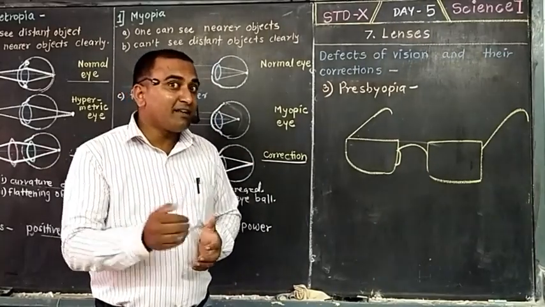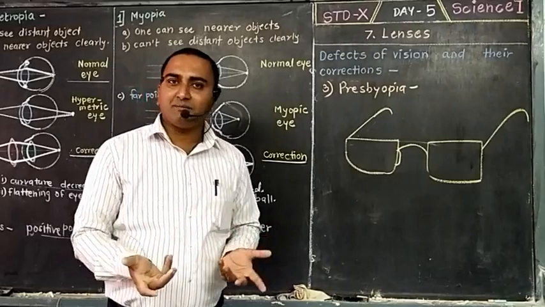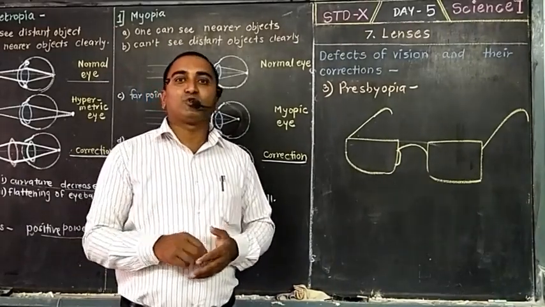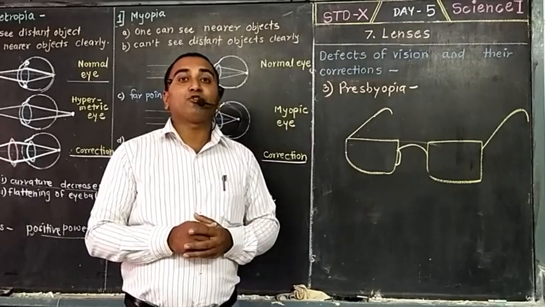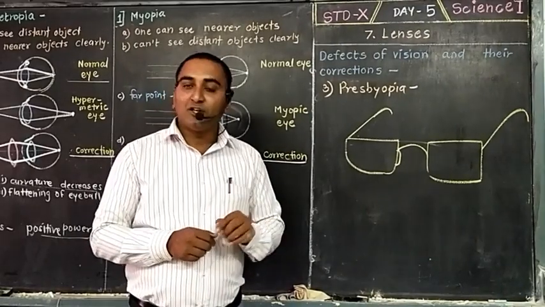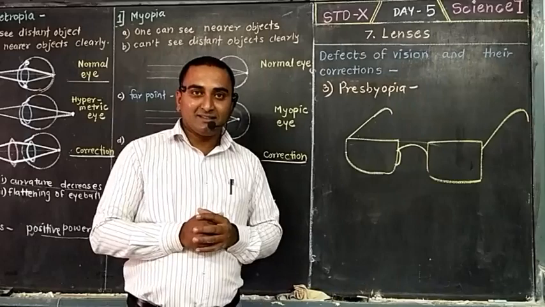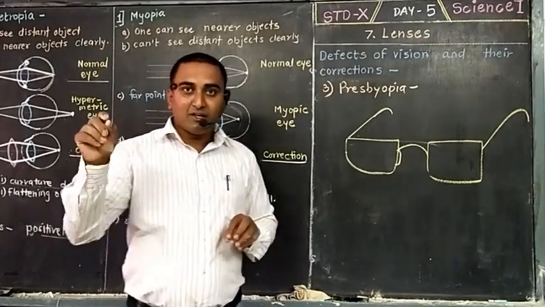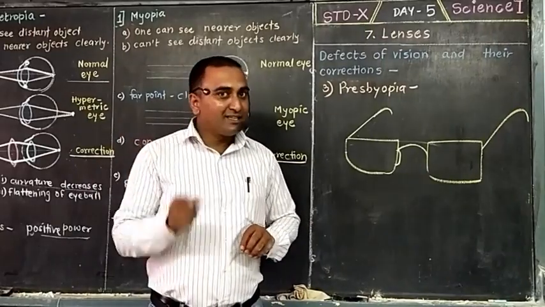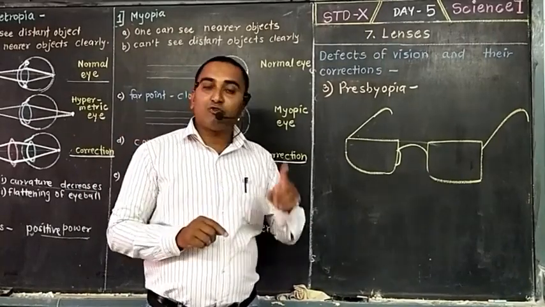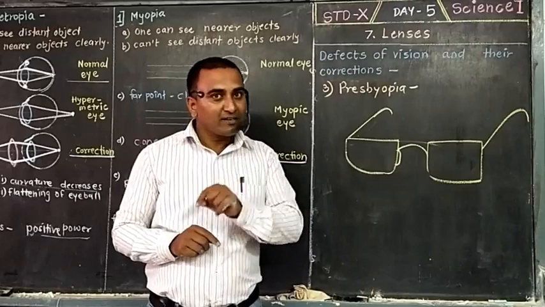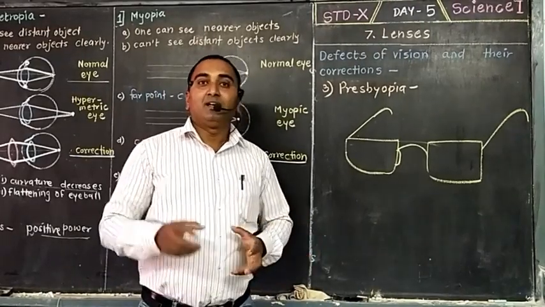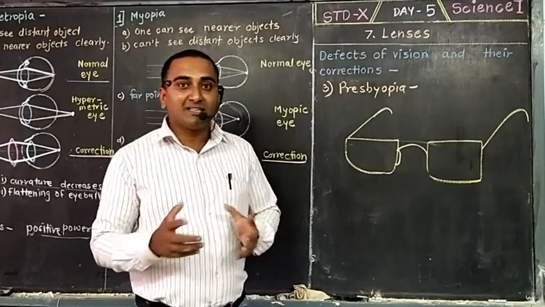Then what is the remedy? The remedy is simple. If you have nearsightedness, you should use a concave lens. If you have far-sightedness, you should use a convex lens. Both lenses we should use. Say again: if you have nearsightedness, use a concave lens; if you have far-sightedness, use a convex lens. Now the person who has presbyopia, does that person need both lenses or not?